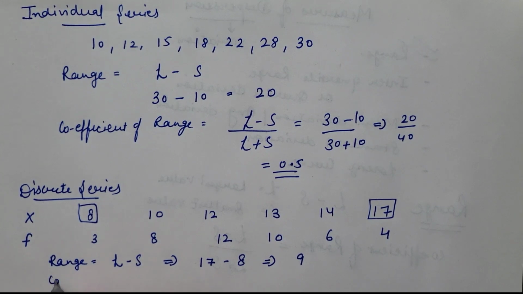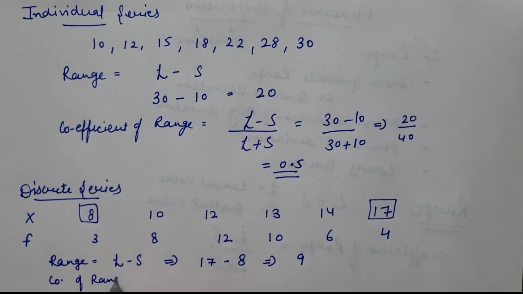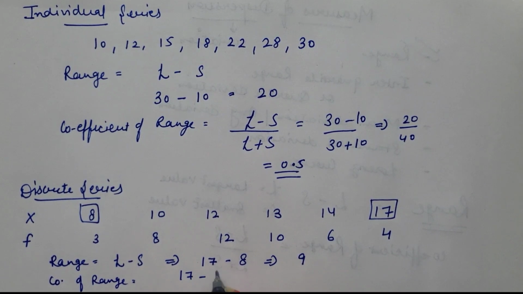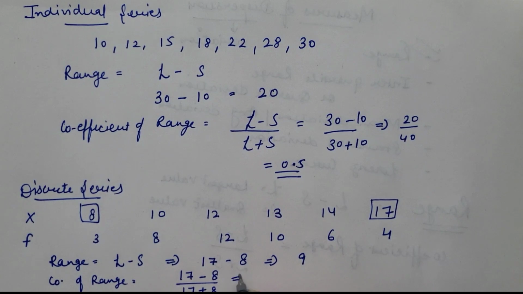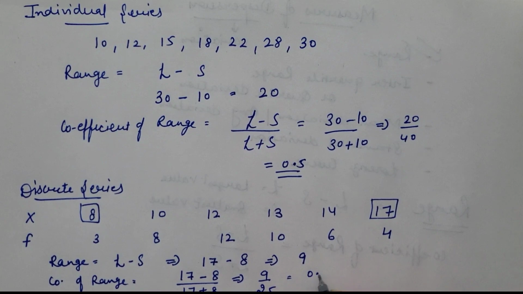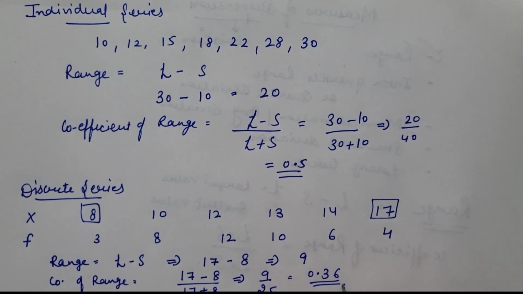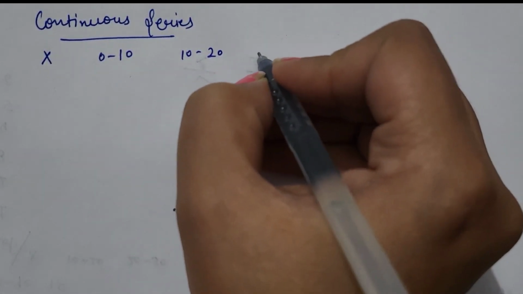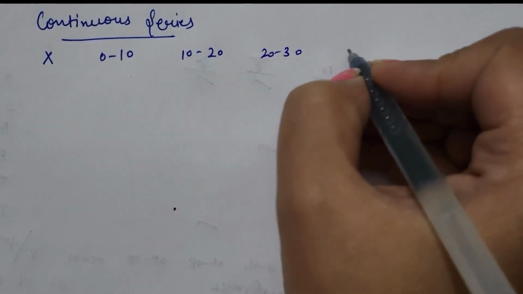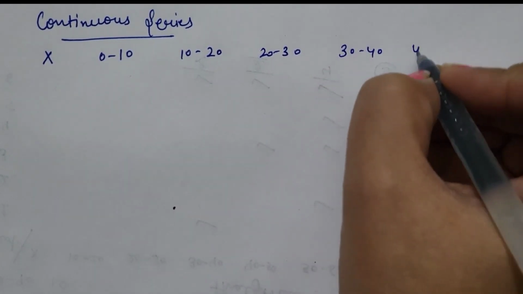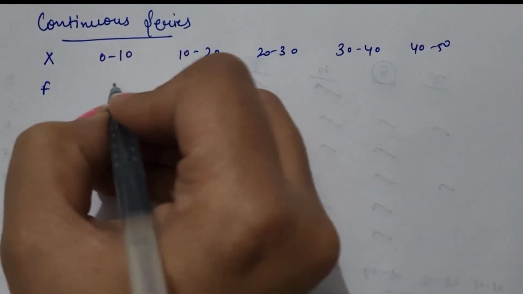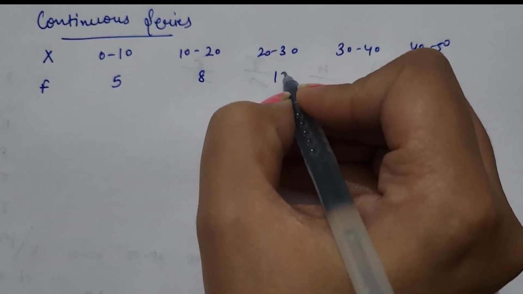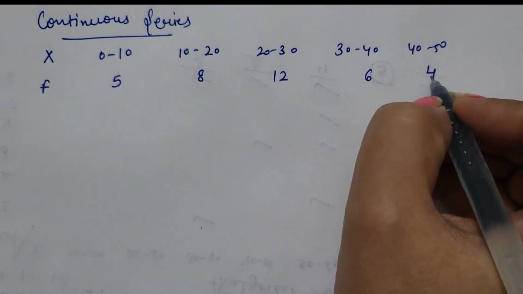Same as for coefficient of range, 17 minus 8 divided by 17 plus 8. 9 divided by 25, which is 0.36. In continuous series, class interval is given by 10. So here is the series where frequencies are 5, 8, 12, 6 and 4.